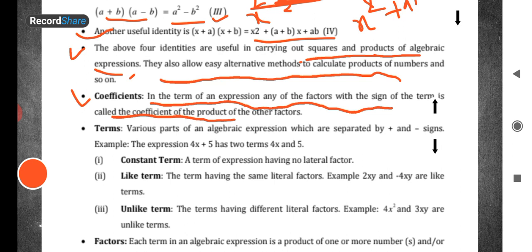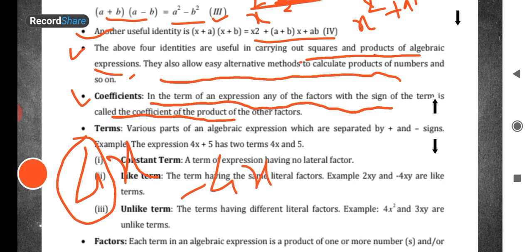If I write 4x, then 4 is the coefficient. Okay, 4 is the coefficient of x. If I write minus 4x, then minus 4 is the coefficient. Okay, it means you have to say which sign it has.